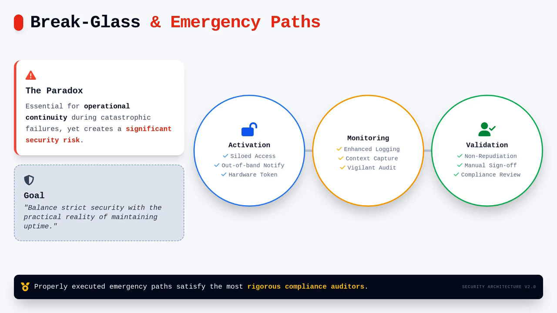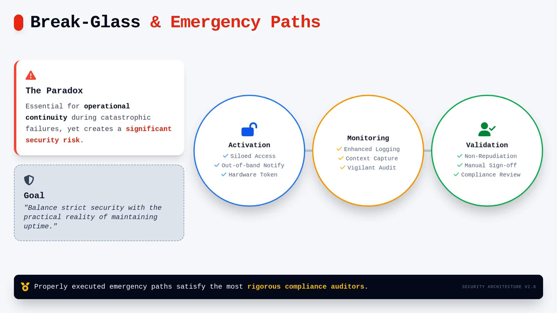One of the most critical aspects of this architecture is the design of break glass or emergency exception paths that allow for bypasses during catastrophic system failures. While these paths are necessary for operational continuity, they represent a significant security risk that must be strictly governed and monitored with extreme vigilance. You should design these emergency paths so that they are effectively siloed from general access, perhaps requiring an out-of-band notification or a hardware-based authentication token to activate.